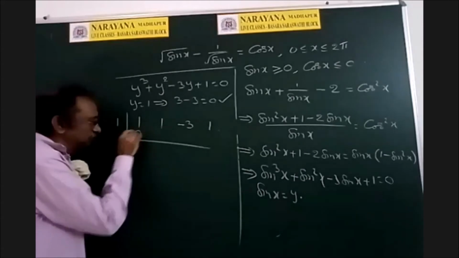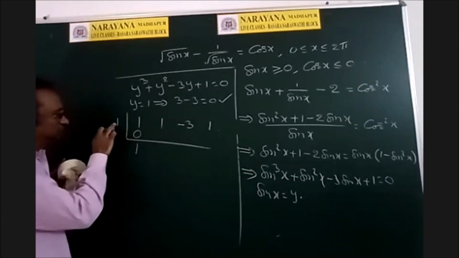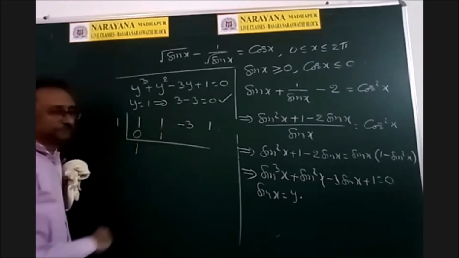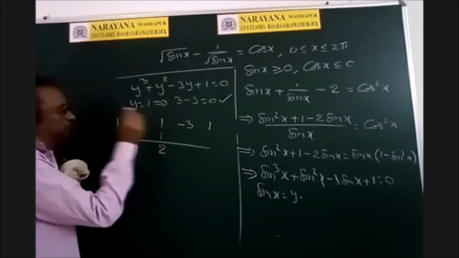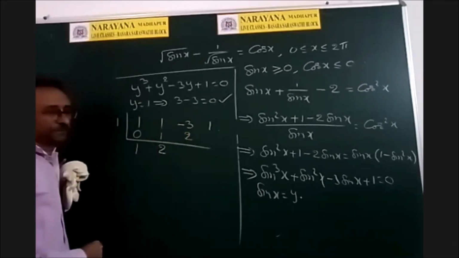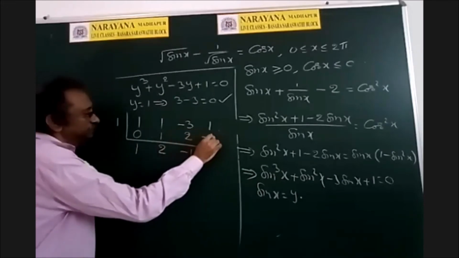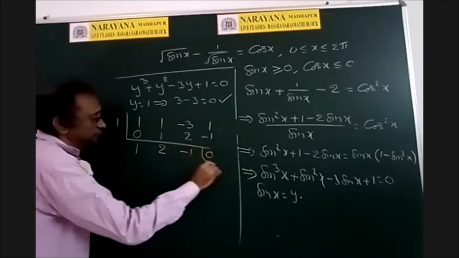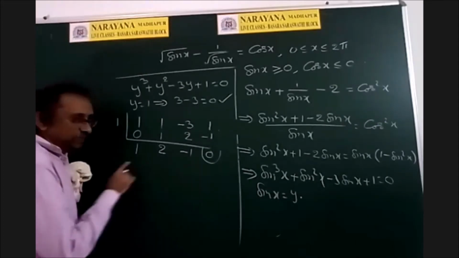Always start with 0 here. So add this to 1 and multiply this with this and write here. Again add this 2, so multiply this with 1 and write that here. And add this 2 minus 1 and multiply these 2 right here. So you get 1 minus 1, that is 0. And this is the quotient you will get.